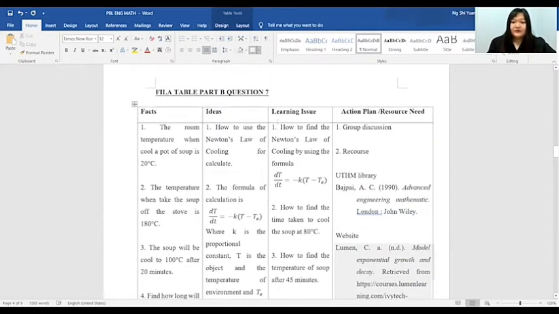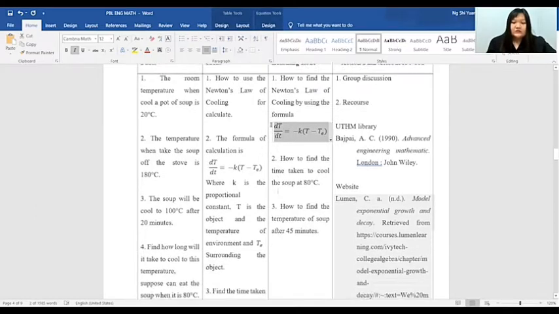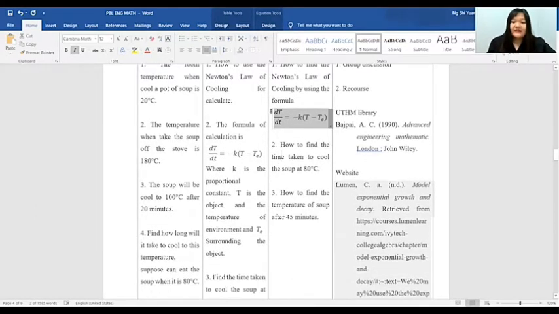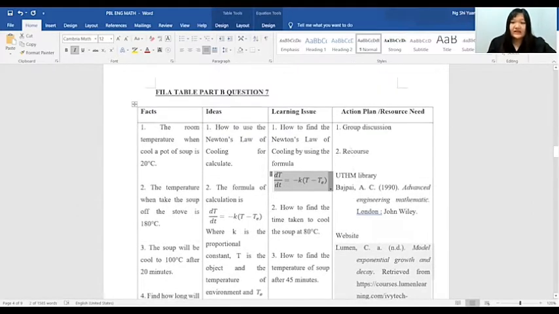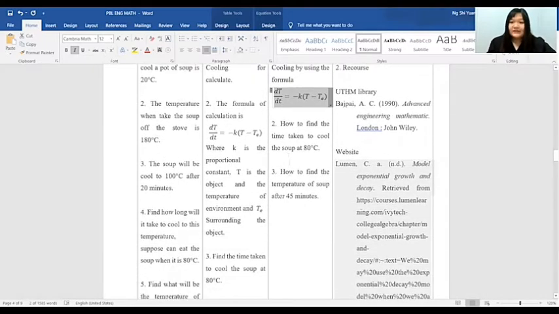The learning issue of this question is, firstly, how to find Newton's law of cooling by using the formula given. Second, how to find the time taken to cool the soup, and also how to find the temperature of the soup after 45 minutes. The action plan and resources needed are group discussion, resources from the university library, and also websites. That's all for me.